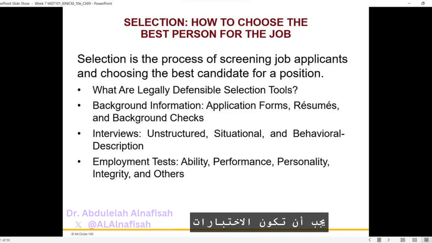Tests and assessments should be reliable, producing consistent scores, and have validity, measuring what they are intended to measure accurately. It is important for organizations to follow legal guidelines and regulations to ensure fairness and avoid discriminatory practices in the selection process.